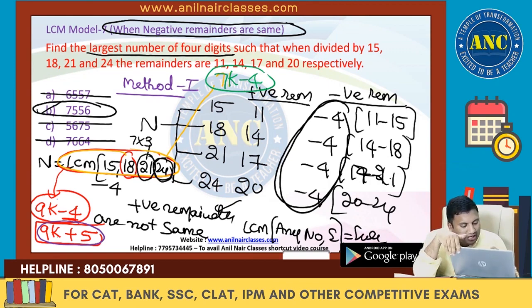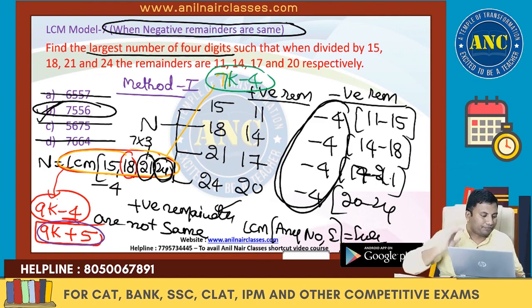21 is taken out from 7 into 3. The answer should be divisible by 7, with a remainder minus 4. So it is 7k minus 4. Which option is 7k minus 4? Check it out. That option is the answer.